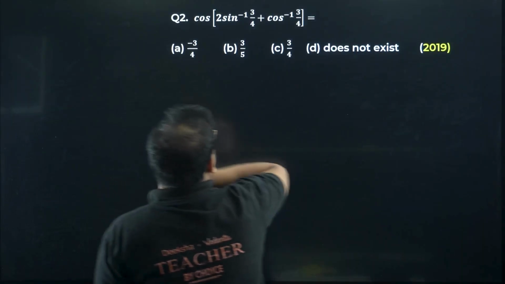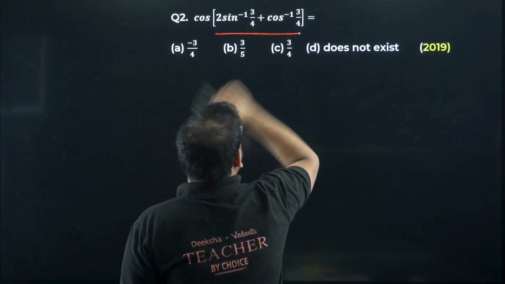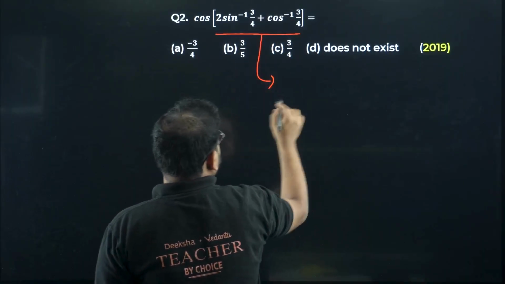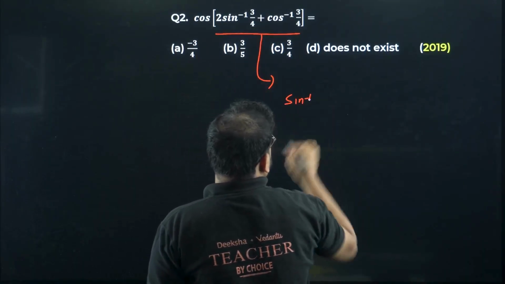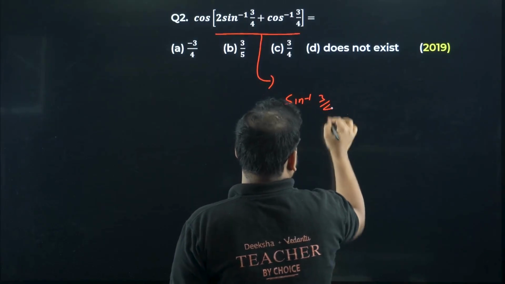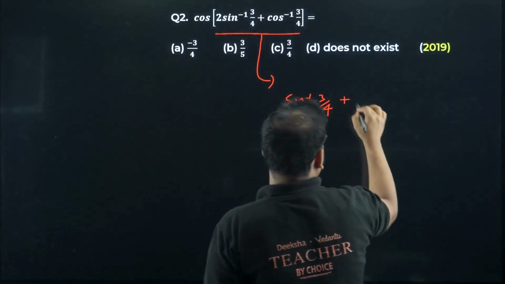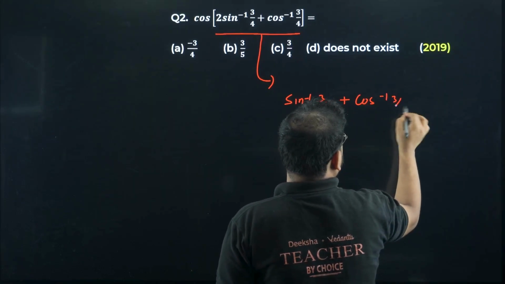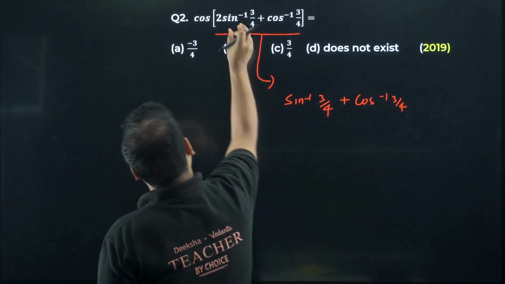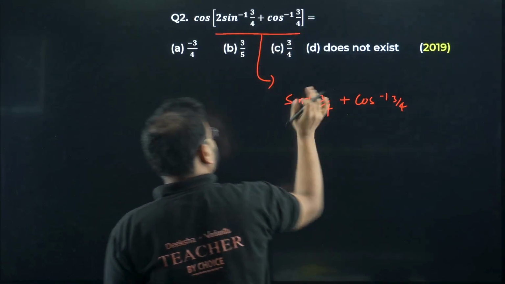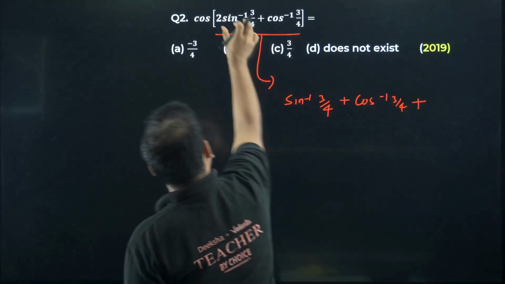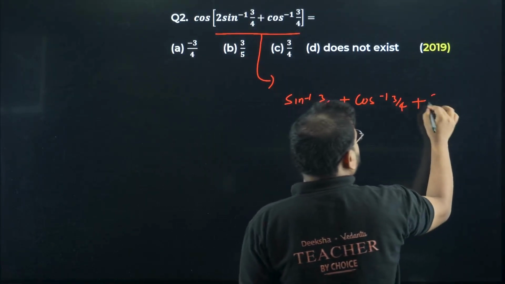So we're going to take this in the bracket and club it like this: sine inverse of 3 by 4 plus cos inverse of 3 by 4. I've taken one of the sine inverse from here and put it here, so cos inverse comes together, and we had 2 sine inverse over here, right? I'm keeping that separate.